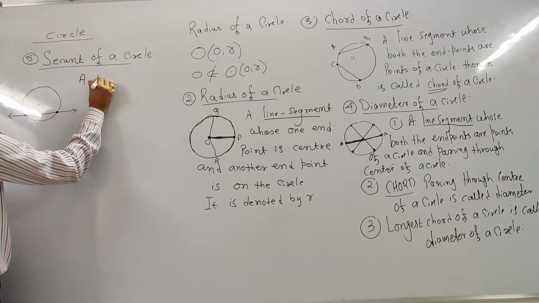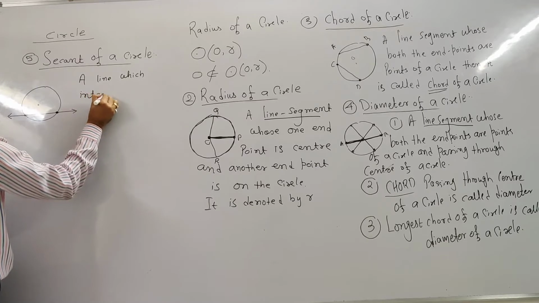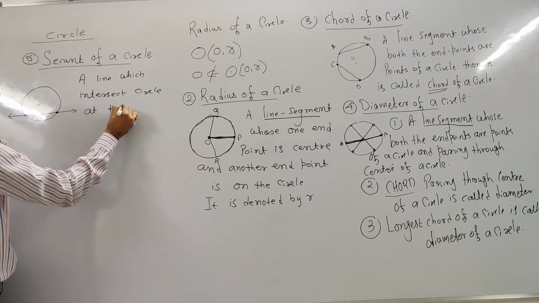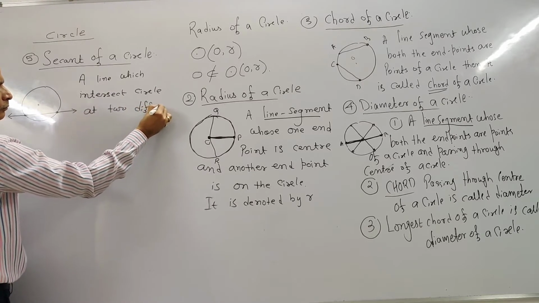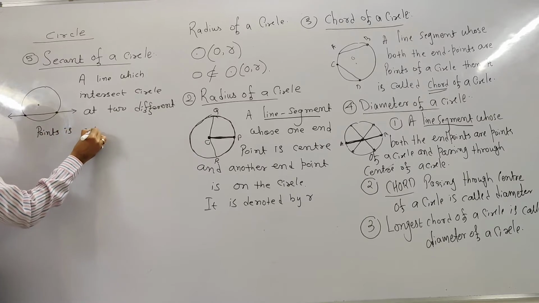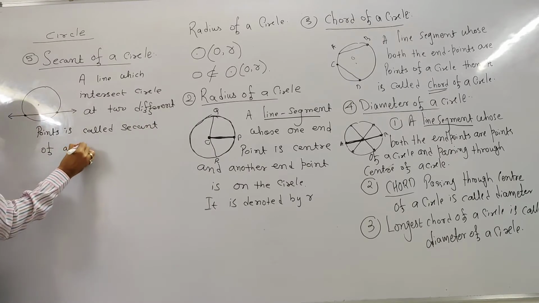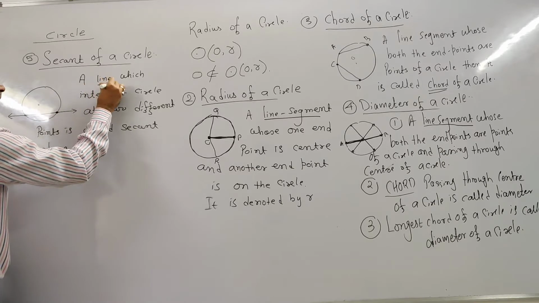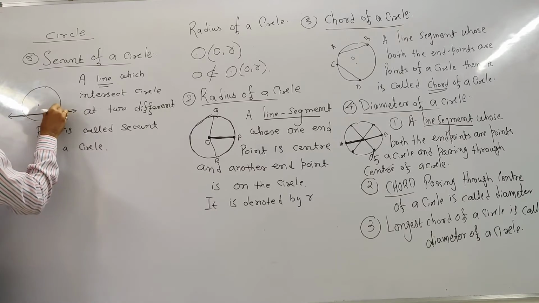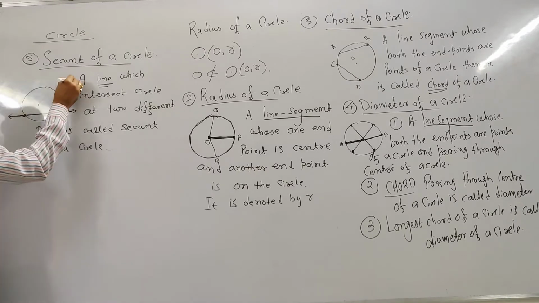So a line which intersects a circle at two different points is called secant of a circle. So it is not a line segment, but a line, and which intersects the circle at two distinct points, and that's why it is known as what? Secant of a circle. You can also define the secant in a different form.